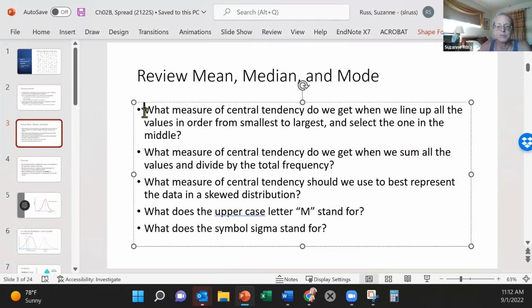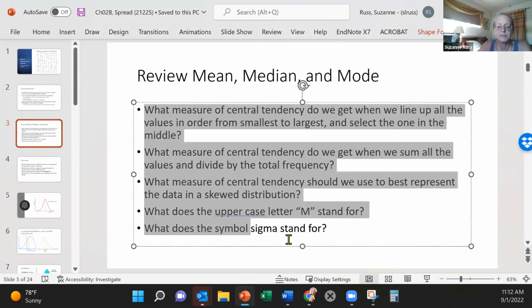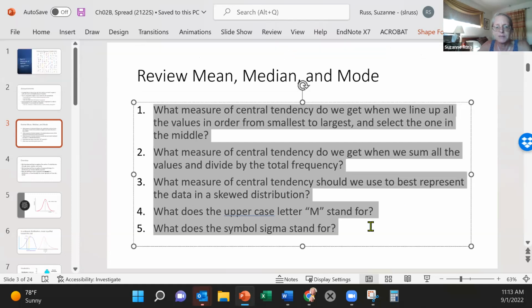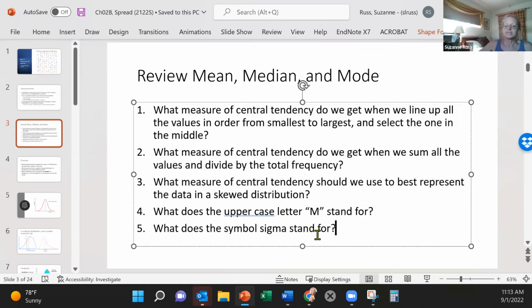What measure of central tendency do we get when we line up all the numbers in order from smallest to largest and select the one in the middle? So type in your answer to question 1. I'm going to put numbers on these so we're speaking the same language. Question 1, please type your answer in. When I get about 5 answers, we'll move on.